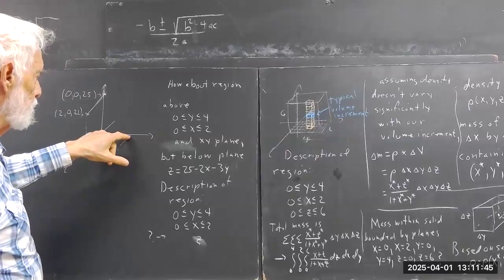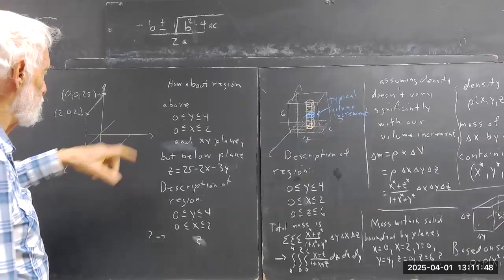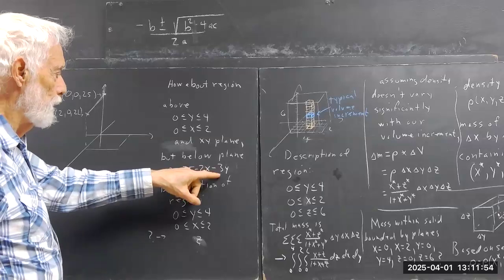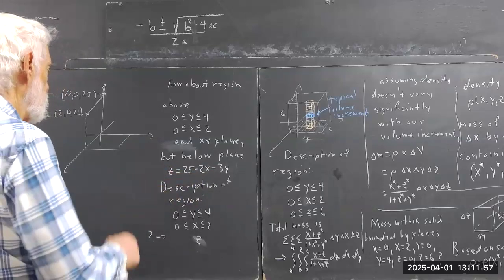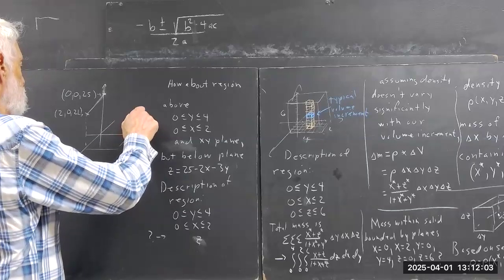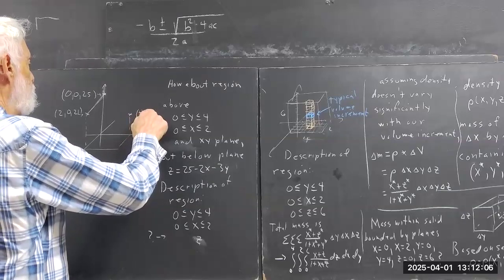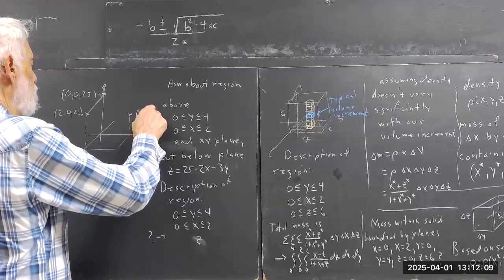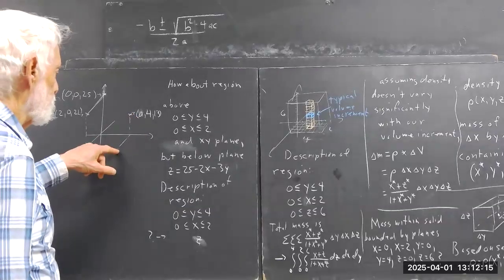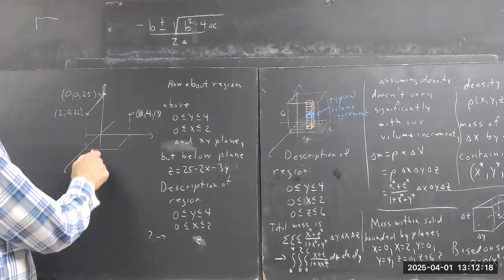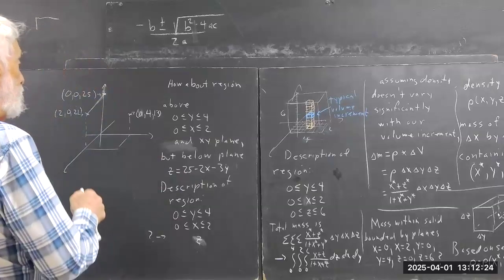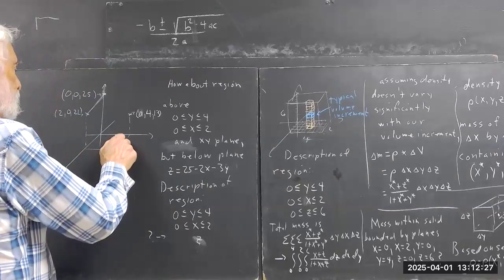Then if we go out to this point where y is 4 and x is 0, we're going to be subtracting 12 from 25, and we're going to get 13. This point would be, sorry, 0, 4, 13. And this point out here, well, x is 2, y is 4. So it's going to be 2, 4, 9.